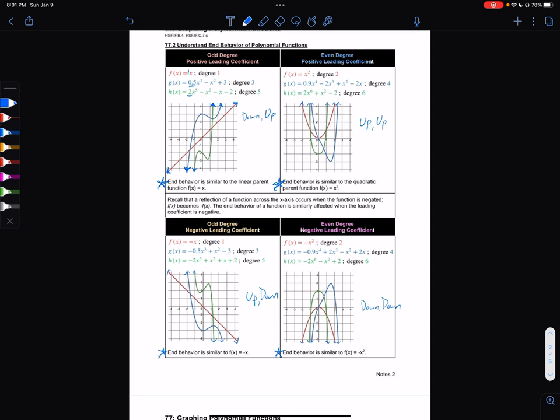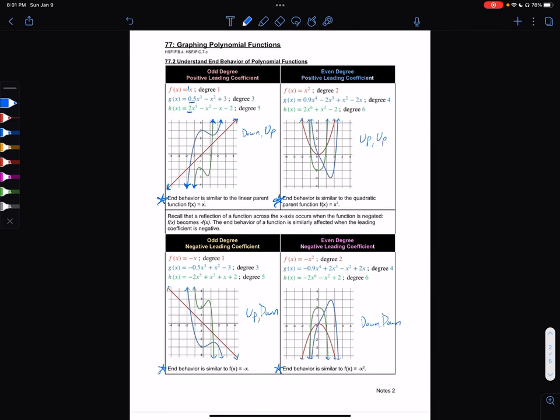If it doesn't, you will get some practice and eventually it'll start to click a little bit. But the nice thing is you can always graph these and you can always look at the end behavior that way. Knowing it ahead of time will save you some time and will definitely make things a bit easier. So go through this, review it, try to make sense of it, and hopefully it clicks after a couple tries.